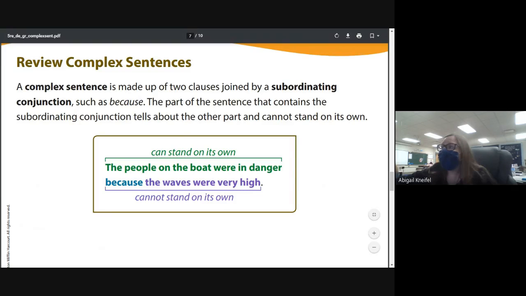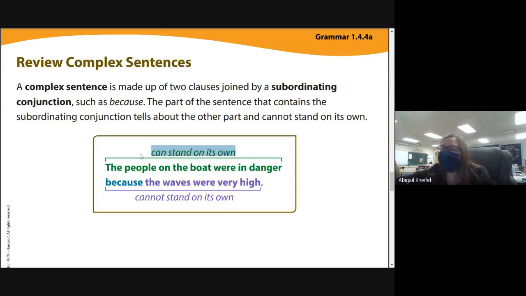A complex sentence is made up of two clauses joined by subordinating conjunctions, such as because. The part of the sentence containing the subordinating conjunction tells about the other part and cannot stand on its own. So remember, the part that can stand on its own is the independent. It's like an adult. It can stand on its own. The part that cannot stand on its own is the dependent, and it is like the child part.